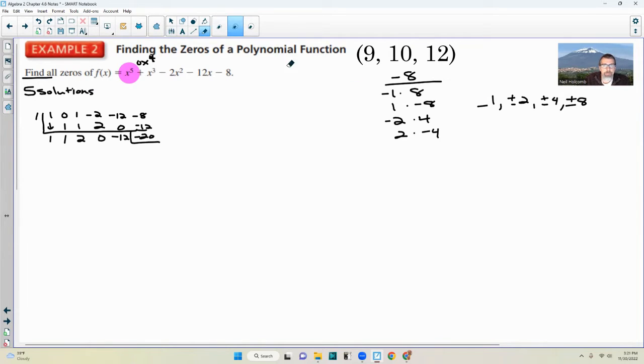Okay, so I'm going to try negative 1. And rewrite it all: 1, 0, 1, negative 2, negative 12, negative 8.